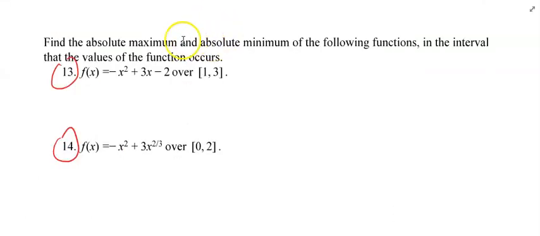Find the absolute maximum and absolute minimum of the following functions in the interval, and the values where the functions occur. f of x is equal to negative x squared plus 3x minus 2 over the interval 1, 3 inclusive. And f of x is equal to negative x squared plus 3x to the 2/3 over the interval 0, 2.